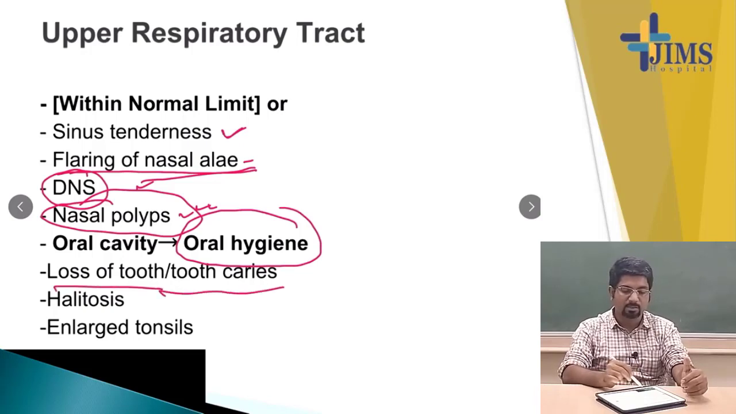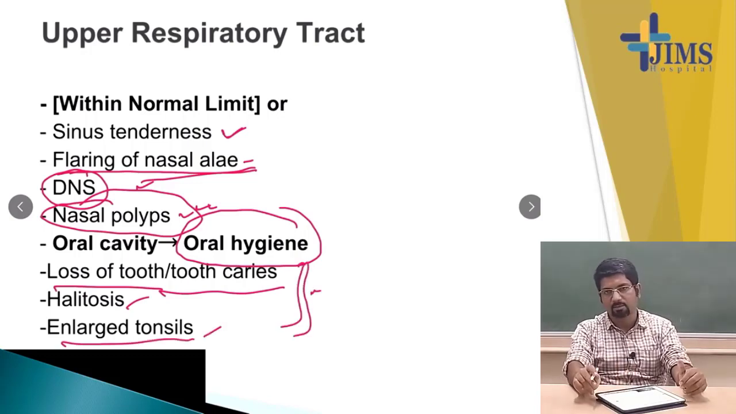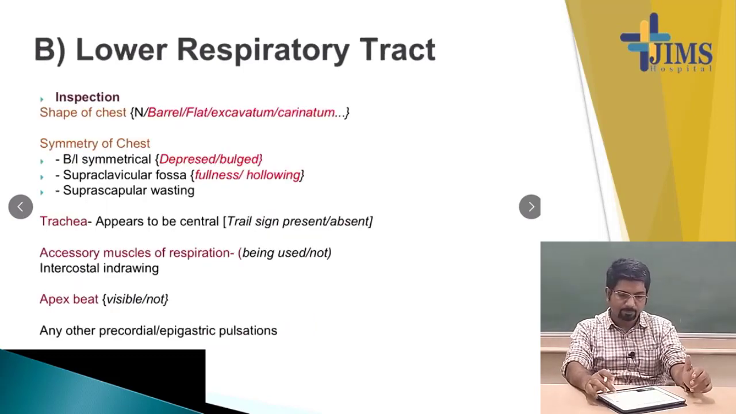we have to know the oral hygiene, particularly the teeth, whether caries teeth are present, and halitosis and enlarged tonsils. These are related to lung infection. It may lead to pneumonia or lung abscess.